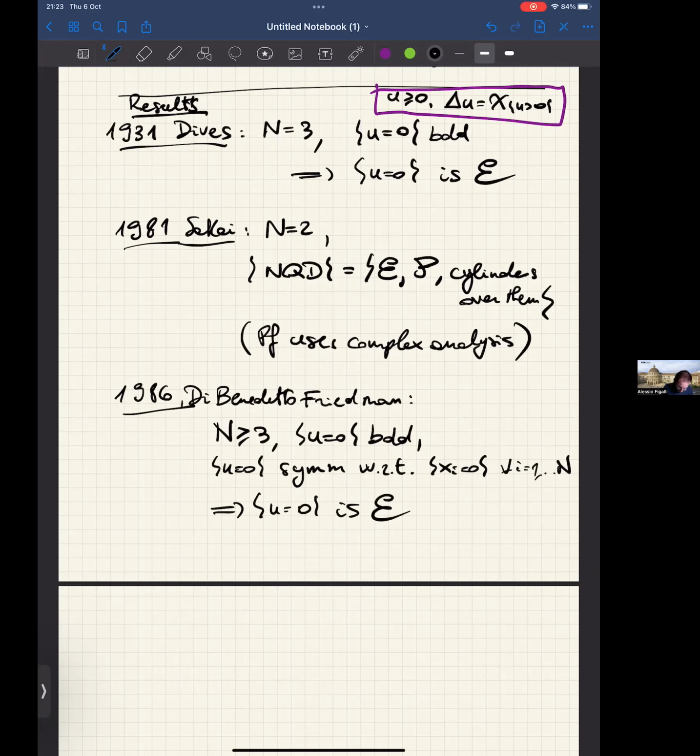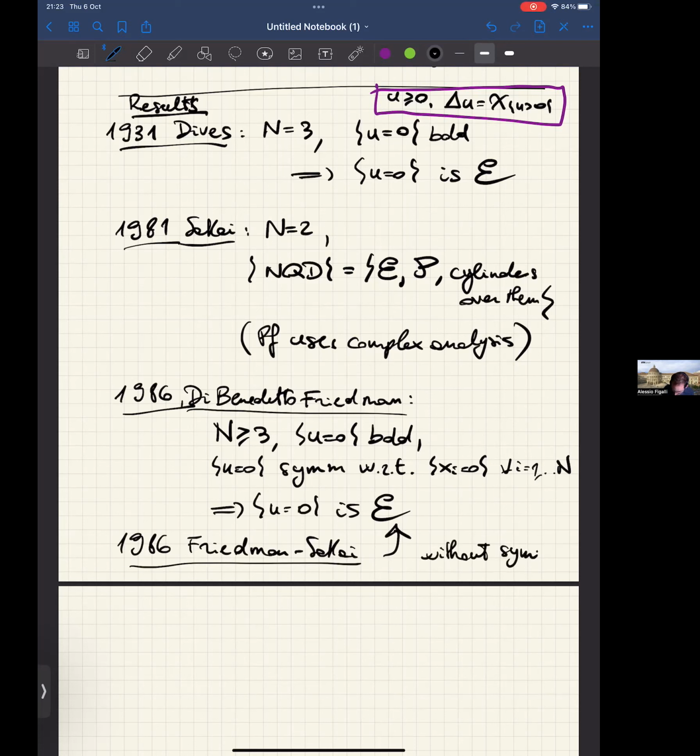Okay. And then the same year, still 1986, Friedman and Sakai proved this result without symmetry. So they managed to remove the symmetry assumption.